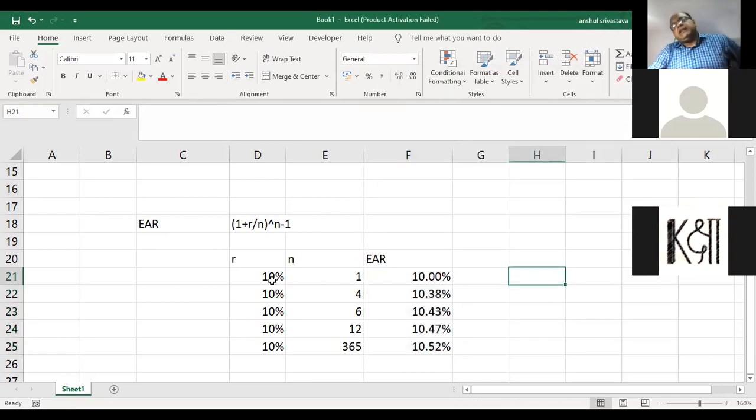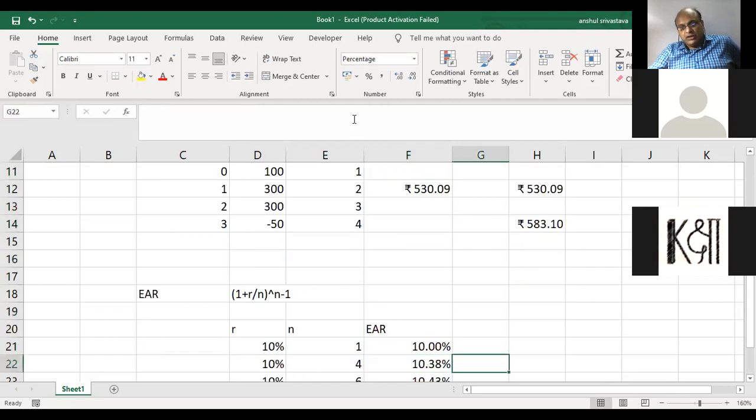So 10% compounded annually is 10%. 10% compounded quarterly is 10.38%. 10% compounded 6 times, meaning every 2 months, is 10.43%. 10% compounded monthly is 10.47%. And 10% compounded daily is 10.52%. That's why we should take frequency of compounding into consideration.